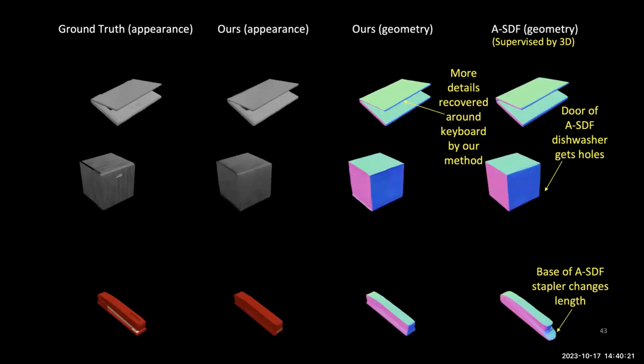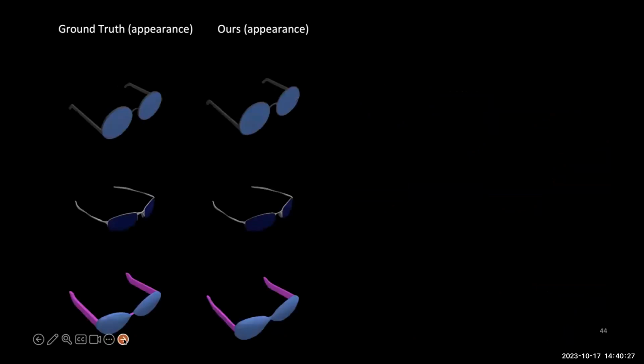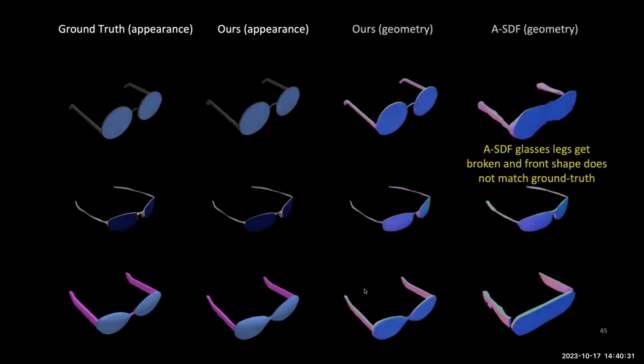Another quick experiment is the interpolation and extrapolation. Given two inputs with two articulation states, we optimize to get the codes and then do the interpolation.